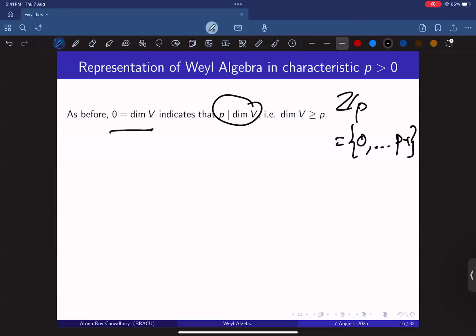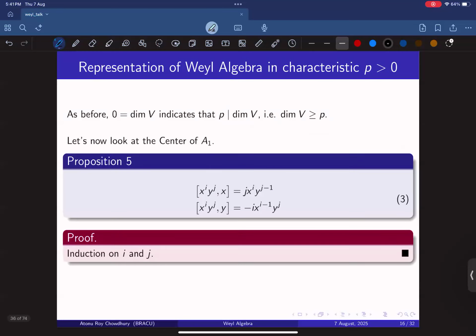So in finite dimension, if the Weyl algebra has a finite dimensional representation, then the dimension of the representation space is divisible by p. So suppose the dimension is non-zero, we can conclude that the dimension is at least p, right? Because a number is divisible by p, so it has to be at least p or higher.